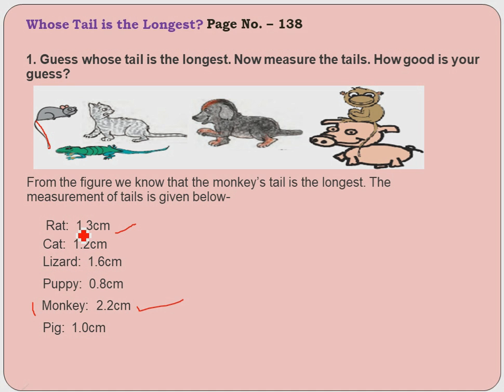Now next when we come to 1, all are in ones: 1.3, 1.2, 1.6, 1.0. So which one is the biggest? 1.6. By seeing the image only we said it. Yes or no? 1.6. And then which one comes third? Rat, that is 1.3. And then comes cat, that is 1.2. And then comes pig, that is 1 centimeter, and then comes puppy. Understood, children? First you measure it, then only look at this video.